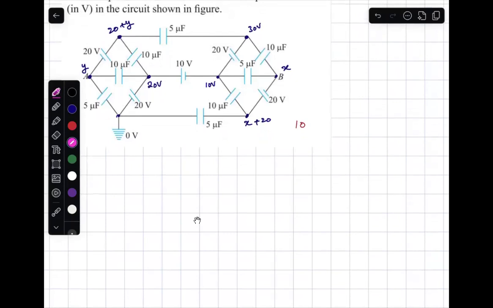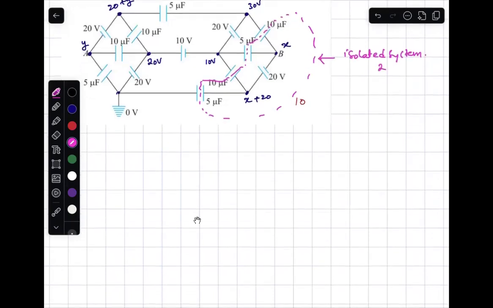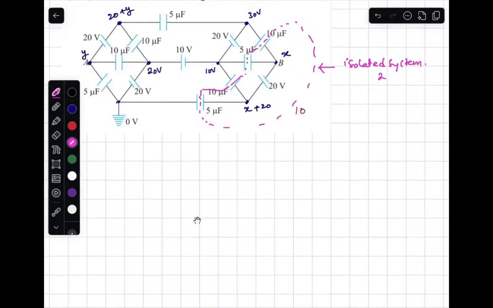I have no problem with capacitors. If you want to envelope a battery, you should take the envelope of both plus and minus. Got it. And this is isolated system. Isolated system, yes or no? And let this be isolated system 2. Because I require one more isolated system taking y as the point.